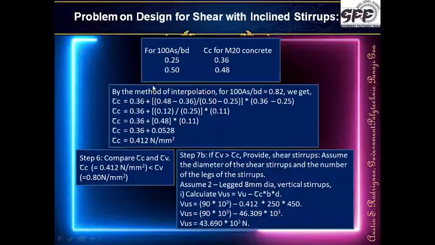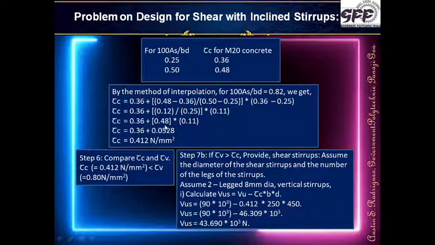The interpolation to get the value for 0.36 would be like this: smaller value plus the difference between these divided by, in the same sequence, the difference over here. This difference is 0.48 minus 0.36, this is 0.5 minus 0.25, multiplied by what I want minus the smaller one. So 0.36 plus the difference between these two, 0.12, divided by 0.25, multiplied by the difference between what I want and the lower one, which is 0.11.